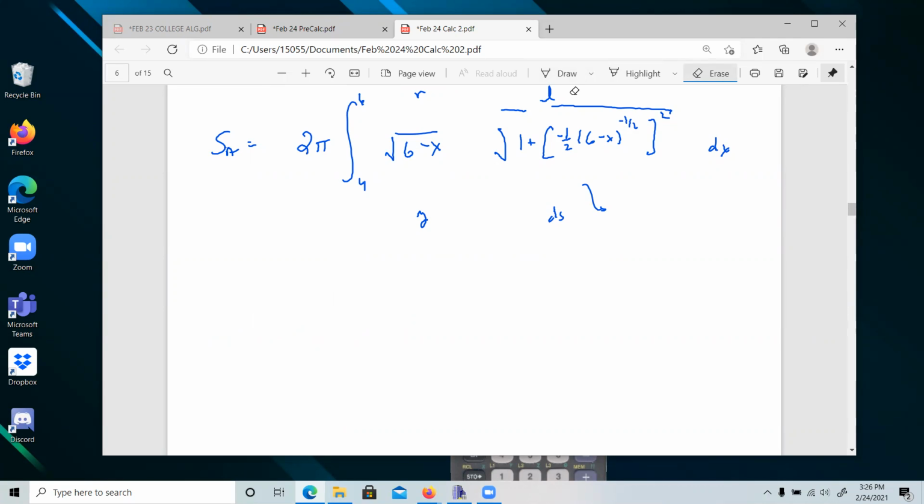Okay, so just a little sidebar. Surface area simplification. Okay, so here we have 1 plus squaring this thing, right? That's 1 over 4, and then 1 over 6 minus x. All right. Oh, no, not square root. We're squaring it.